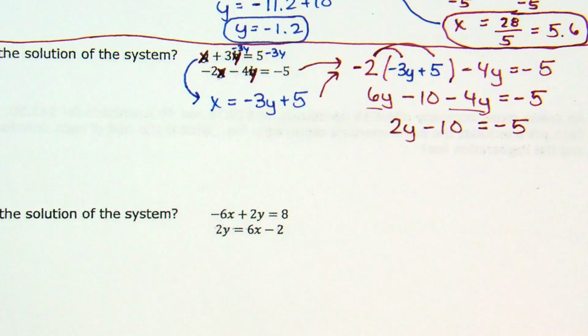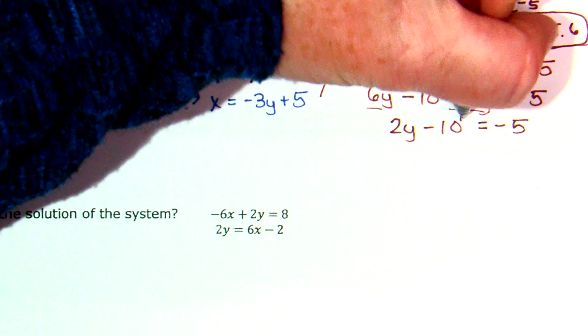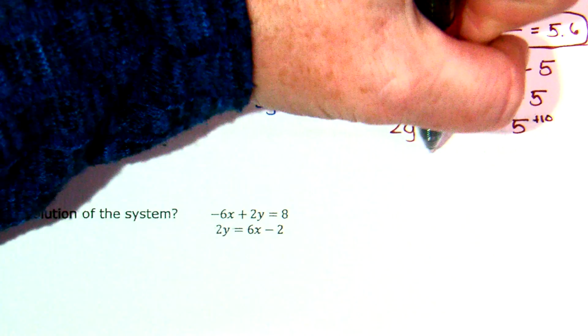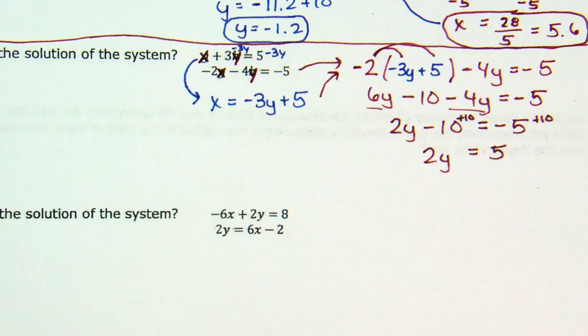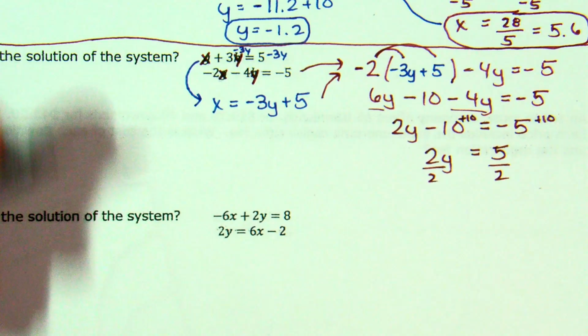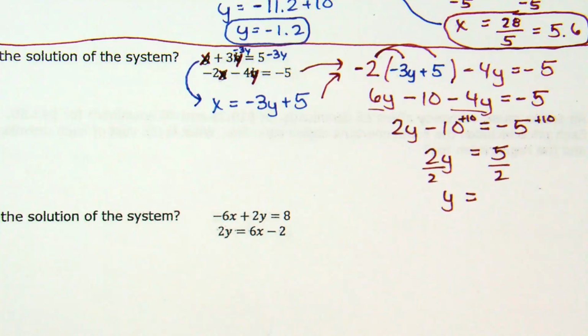If it's 2y minus 10, add 10 to the other side. So then it's 2y equals, what's negative 5 plus 10? 5. 2y equals 5, so we're going to divide by 2. And y is 0.40. Okay, 5 halves or 2.5.